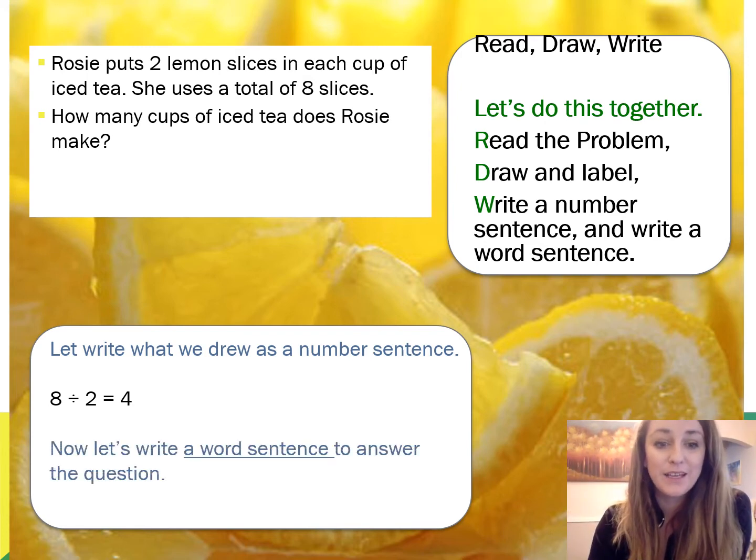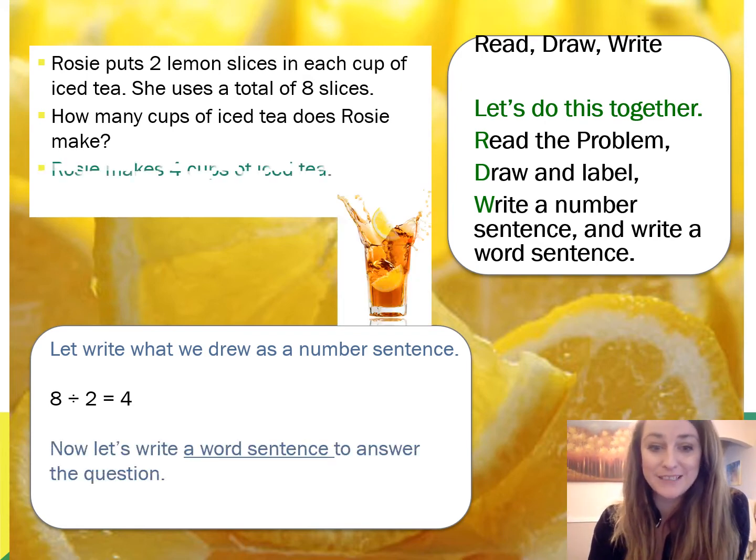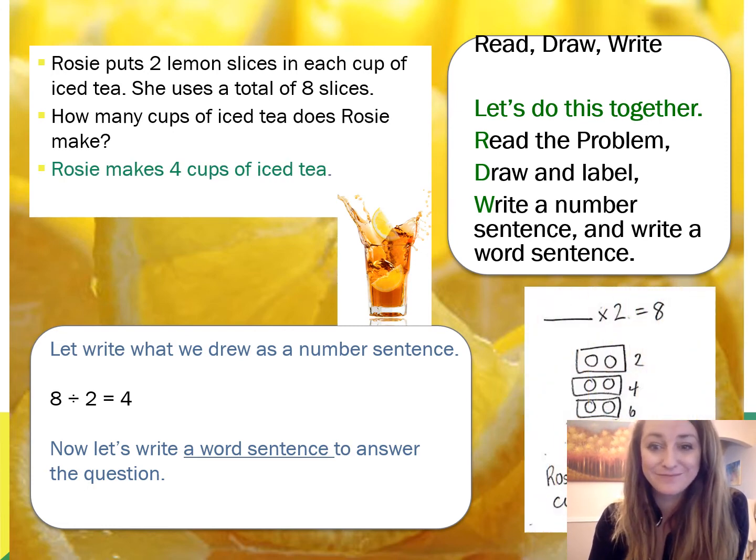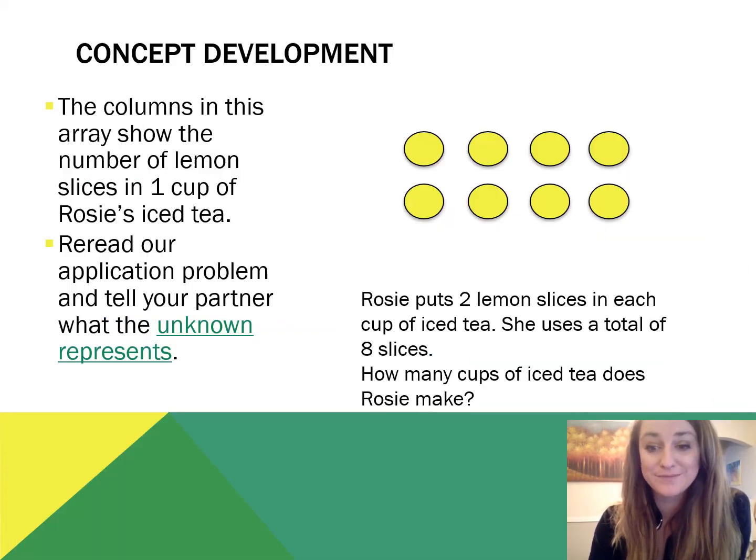Now, let's answer as a word sentence. Rosie makes 4 cups of iced tea. Here's another way we could look at it. If we were to look at it in multiplication, we would have the first factor be the unknown because we didn't know the groups. Unknown times 2 equals 8. And again, we can see that we could skip count each of the rows in the array to help us find our missing factor.